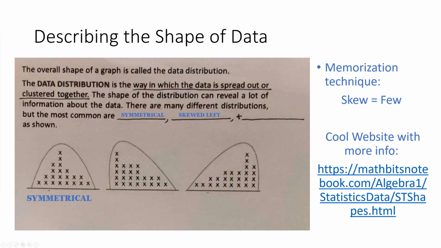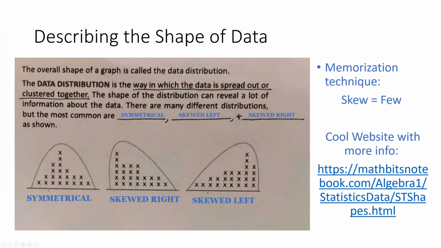The other way that's most commonly used is skewed left. In this example, it's skewed left because there are only a few data points on the left. Most of our data takes place on the right side of our line plot. And our last one is skewed right. It's called skewed right because there are only a few data points on the right. In this case, it's the opposite of skewed left because most of our data points happen on the left side of our graph.